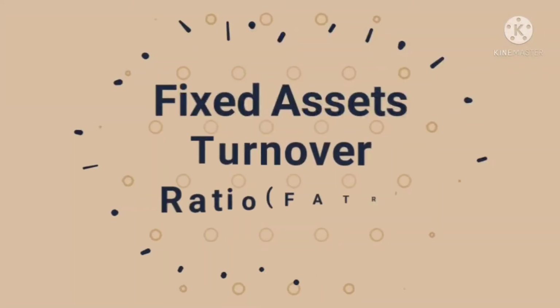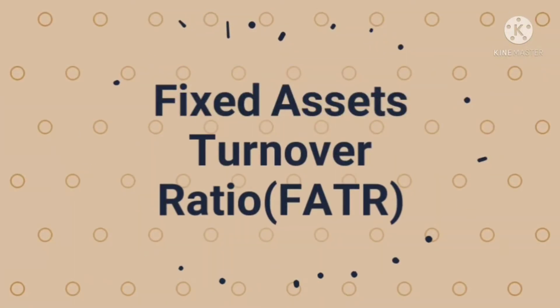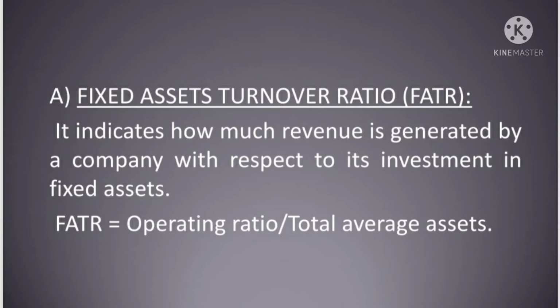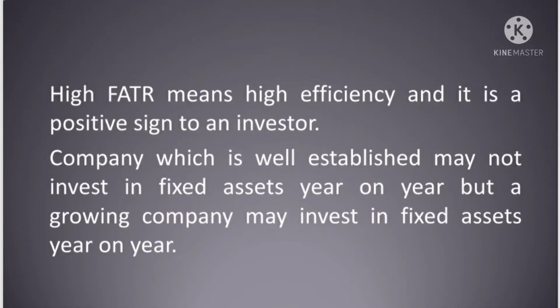The first operating ratio is the fixed assets turnover ratio. It indicates how much revenue is generated by a company with respect to its investment in fixed assets. Fixed assets turnover ratio is equal to operating revenue divided by total average assets. A higher fixed assets turnover ratio means high efficiency and it is a positive sign to an investor. A company which is well established may not invest in fixed assets year on year, but a growing company may invest in fixed assets year on year.